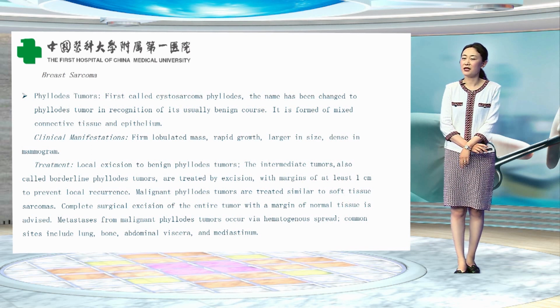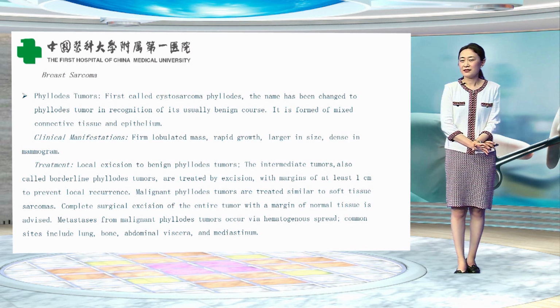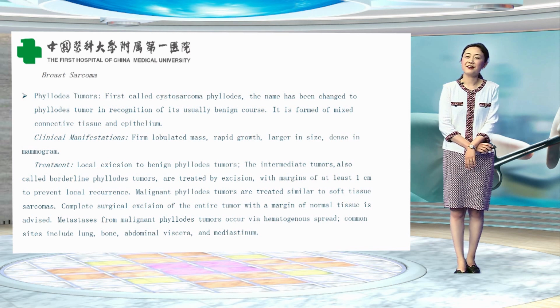Histologically, these tumors are similar to fibroadenomas, but the stroma forms larger clefts lined by epithelium that resemble clusters of leaf-like structures. The stroma is more cellular than a fibroadenoma, but the fibroblastic cells are bland and mitoses are infrequent. Imagine there are two ends: one end is the fibroadenoma, and the other end is the malignant Phyllodes tumor. Most Phyllodes tumors are closer to fibroadenomas. Their clinical manifestations are a firm lobulated mass with rapid growth, and they are always larger in size.